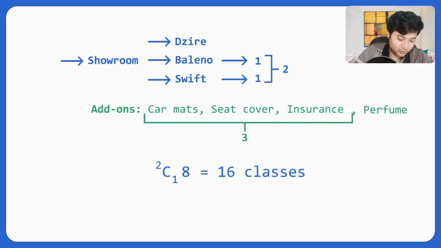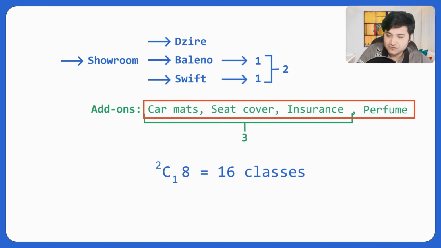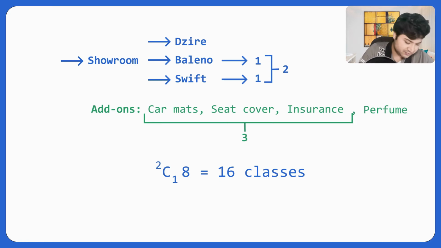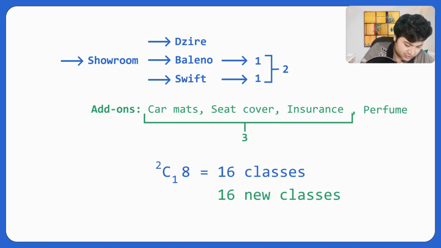So then what would you do? You'll have to then make Desire with all these 4 new features, right? Which means how many new classes will you have to make? You'll have to make all in all 16 new classes because 4 things are there. Simple permutation combination. 16 new classes you'll have to make, right?